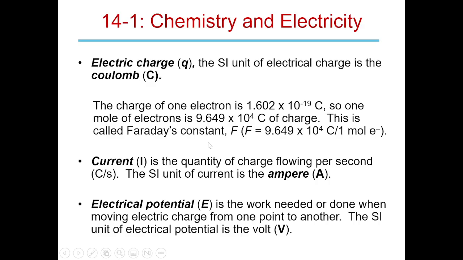It's the charge of a mole of electrons. So the capital F, Faraday's constant, that was on the sheet I always give you guys for exams, is a mole of electrons worth of charge. Okay? And the actual units of Faraday's constant, by the way, are literally coulombs per 1 mole of electrons. All right. Current, this is denoted by a capital I. This is the quantity of charge flowing per second.